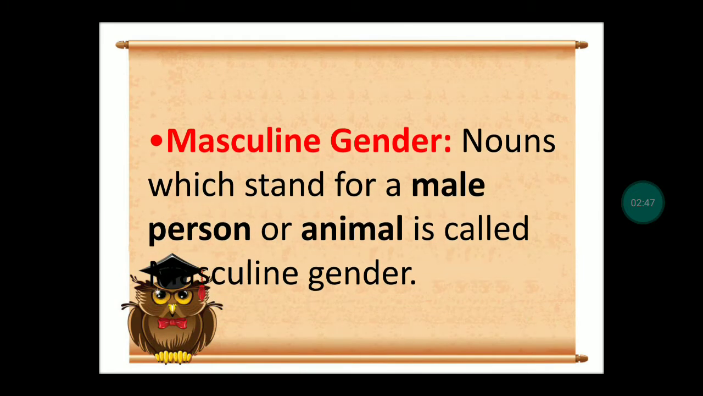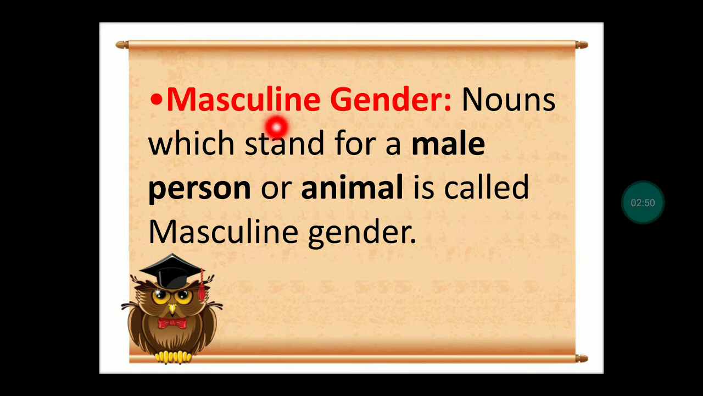Now what is masculine gender? Nouns which stand for a male person or animal is called masculine gender. So masculine, this word itself talks about a male person. So the nouns which come under the category of male, those nouns are said to be as masculine gender.